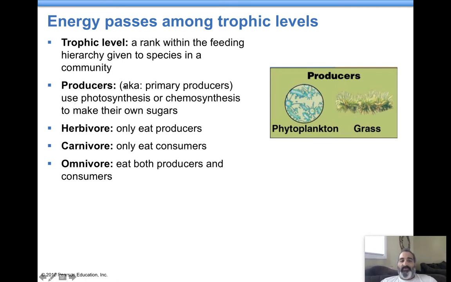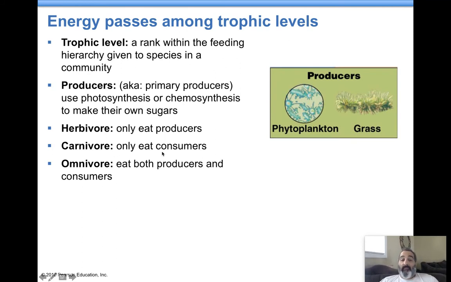You're going to notice producers on a food web. They're also called the primary producers. These are the organisms that produce the food. Here's an example. Grass on land, terrestrial. In the ocean or in a body of water, you have phytoplankton. These are the producers of those particular habitats. Herbivores only eat producers. We might say only eat plants, but it's not only plants. Something in the ocean that only eats phytoplankton is also an herbivore.